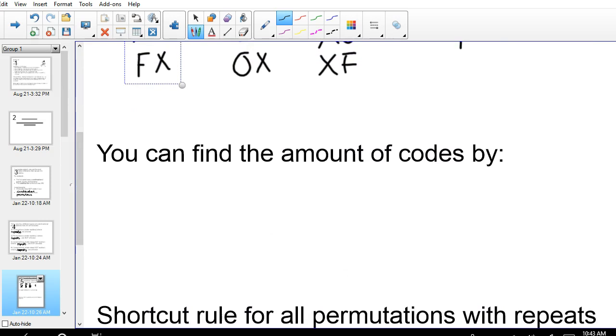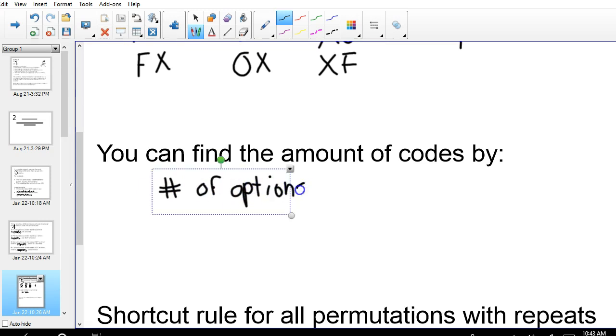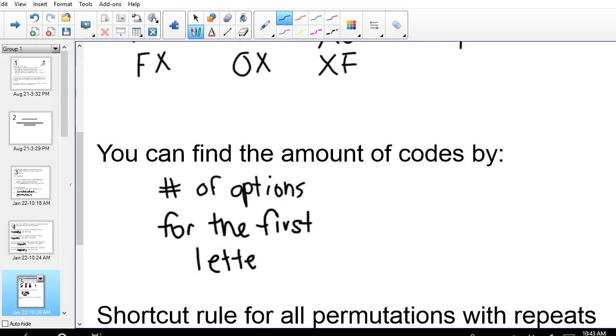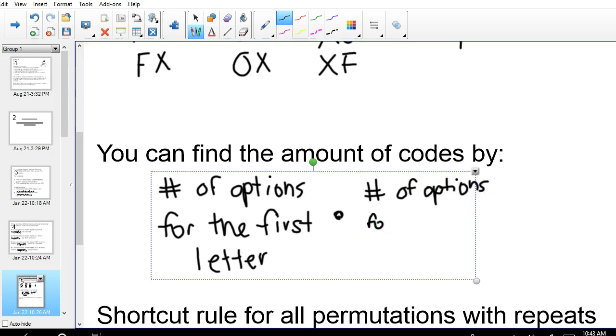So, you can find the number of codes in this case by doing the number of options for the first letter times the number of options for the second letter, which in this case is just 3 times 3. Okay, so there were 9 options, right?